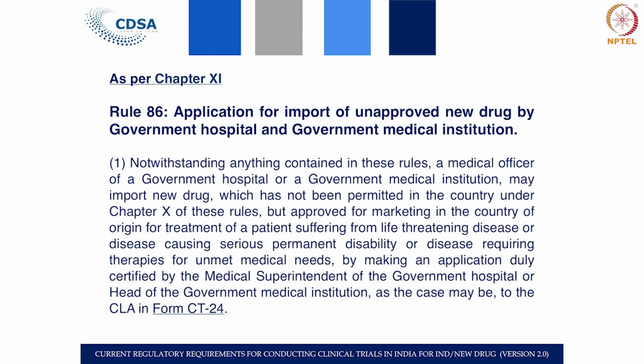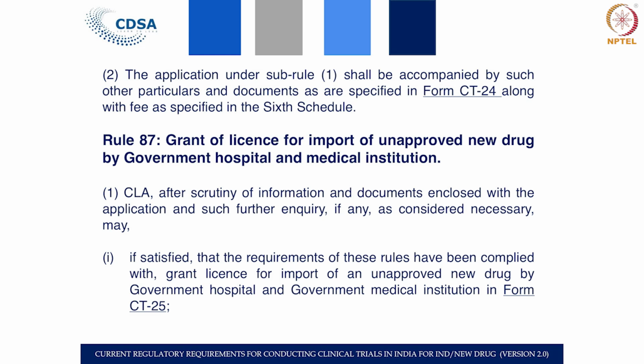where the drug has not been approved for marketing in India, but it is already marketed in some other country, it can be imported. Such a drug can be imported if the drug is not permitted in the country, but approved for marketing in the country of origin for the treatment of patients suffering from life-threatening diseases, diseases causing serious permanent disability, or diseases requiring therapies for unmet medical needs. In such a case, the application has to be made by the government hospital, duly certified by the medical superintendent or head of the government medical institution, in a particular form called CT 24.